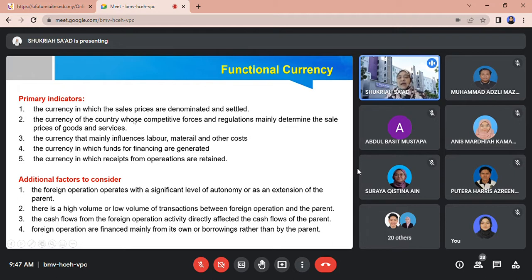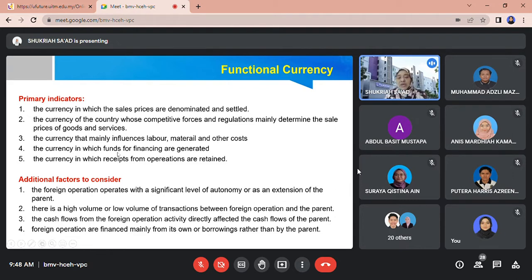So let's say lah selling price ni dalam US dollar. Cost paid, labor cost is paid by using ringgit Malaysia. Functional currency will be US dollar. Sebab kita tengok kepada yang primary indicators, yang the best one. 1, 2 adalah sales price. 4 and 5 is additional ataupun lain-lain lah.